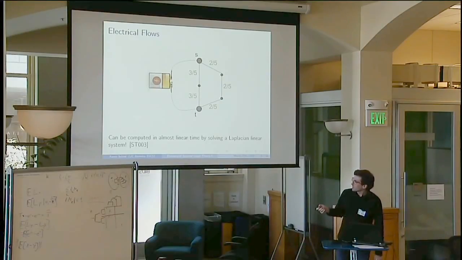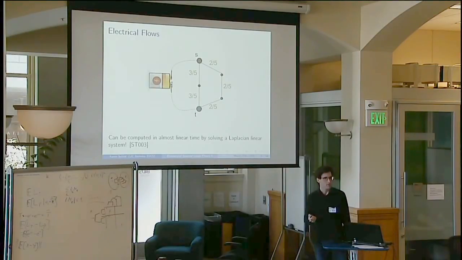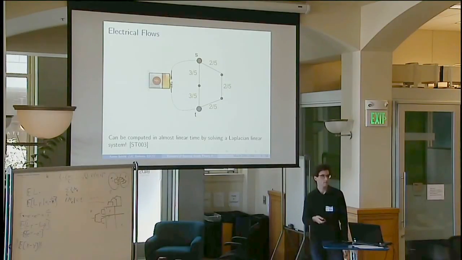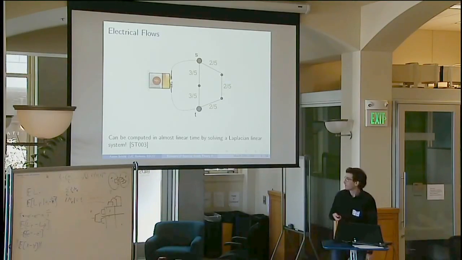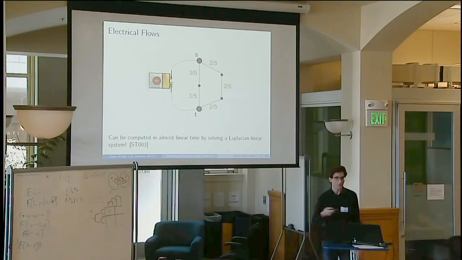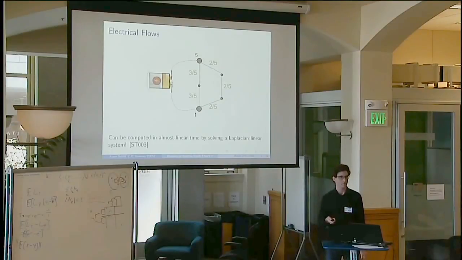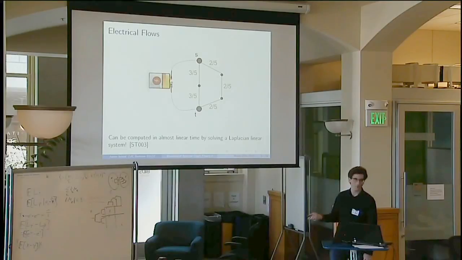The really nice thing about these flows is that they can be found in nearly linear time. The reason is that to find an electrical flow, you just have to solve a linear system, in particular a specific type of linear system, the Laplacian linear system. So you just have to solve something of the form Lx equals b. Erasmus will talk a lot more about this tomorrow, and you saw a little bit of Laplacians earlier from Jared and Nick.